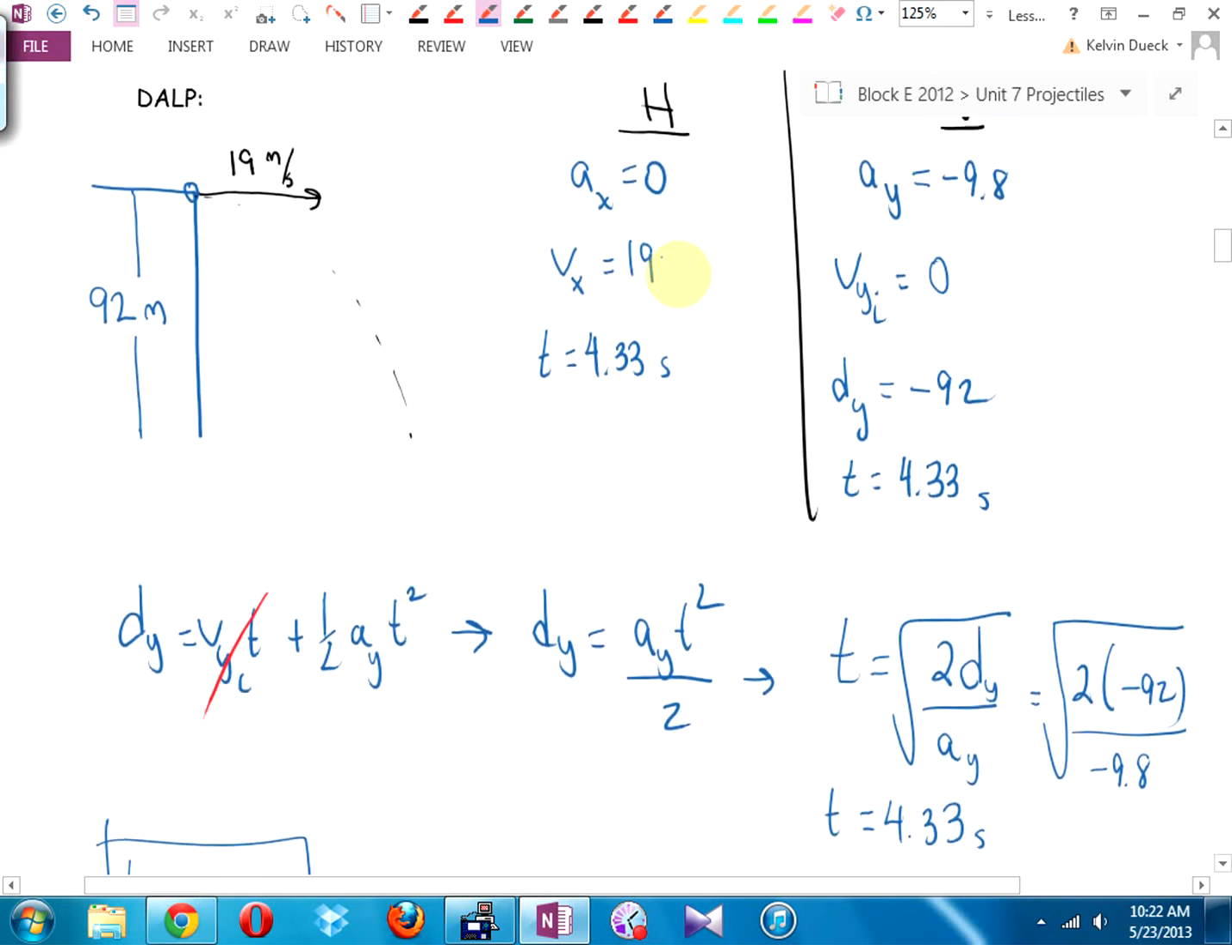Now, why is that so nice? Look at my horizontal column. How many things do I know now? 3. You know what? If I got 3, I can find a 4th. What's B asking me to find? I think B is asking me to find dx.